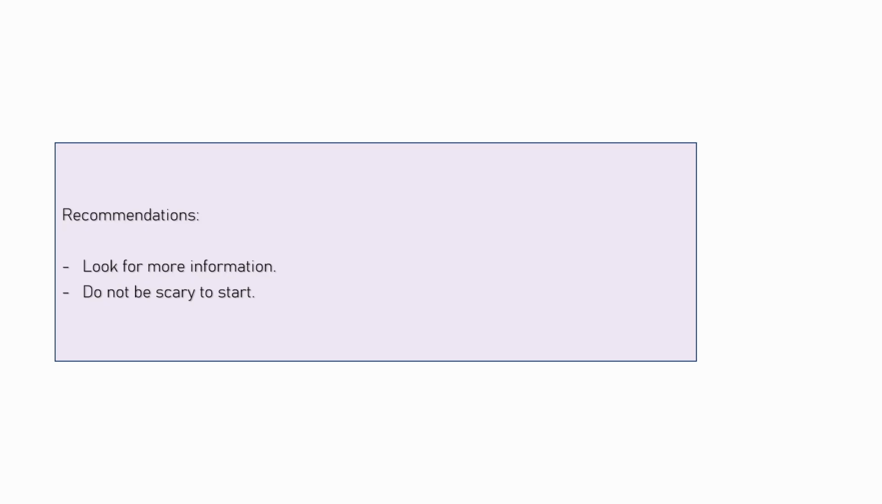Then some recommendations. The first recommendation is to try to look for more information, because when you have more information, your disease cycle could be richer and maybe more clear. But also try not to put so much information that it can make you feel confused.